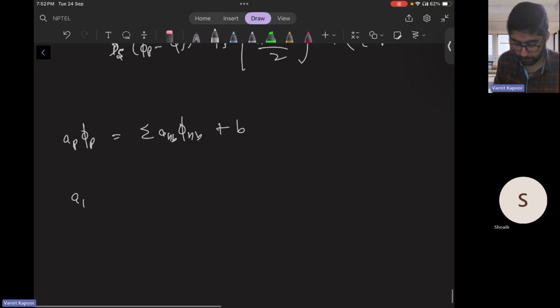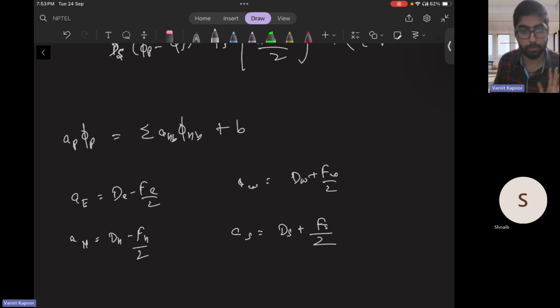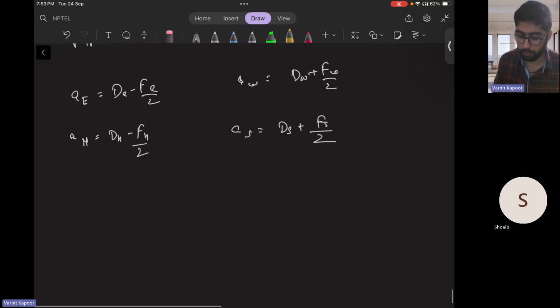We'll see your A_east is D_E minus F_E by 2. A_west is D_W plus F_W by 2. A_north is D_N minus F_N by 2. And A_south is D_S plus F_S by 2. Now if you observe, these two coefficients can have some negative value, but these are positive. All right. But I'll write A_P. A_P will be the summation of A_E, A_west, A_north, A_south.